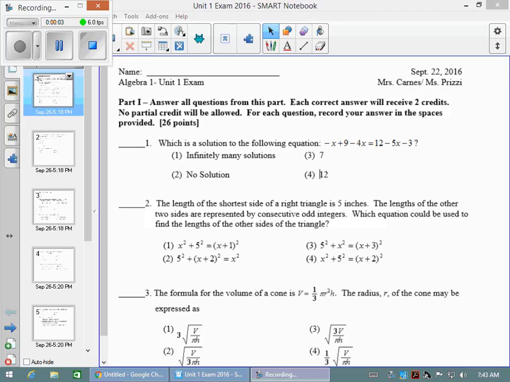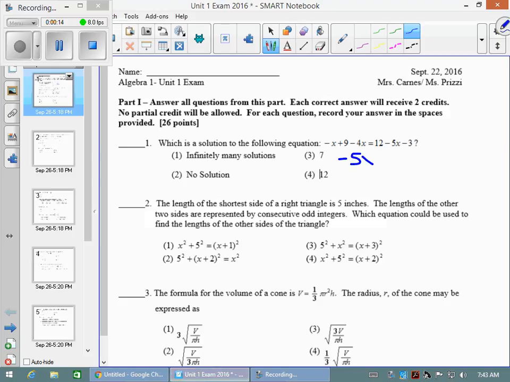and it asks us which is the solution to the following equation. So we need to start by combining like terms on either side of our equation. So if I start by combining the x's on the left, I get negative 5x plus 9 is equal to, and then on the right-hand side of my equation, I also have some constants I need to combine. So I have a negative 5x, 12 minus 3 is also plus 9.